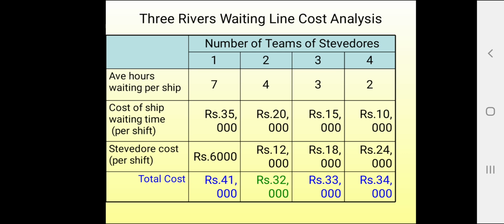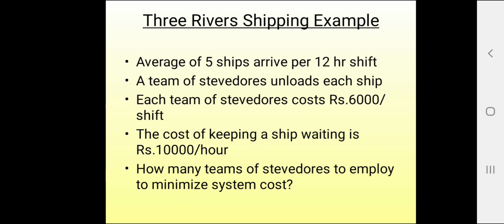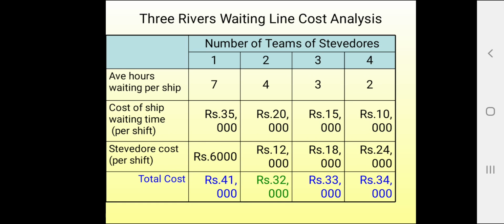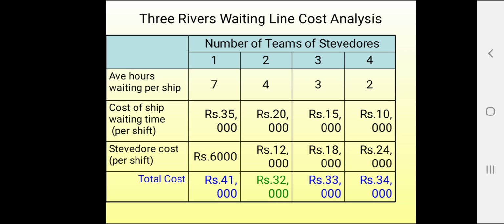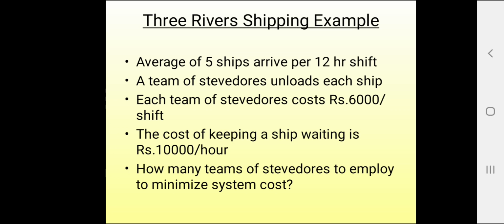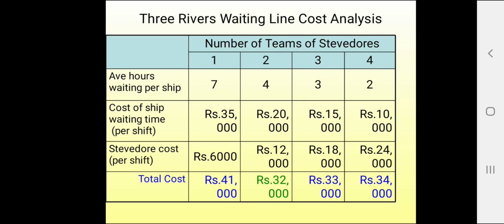Here a number of team stewardess. Suppose cost of one stewardess is 6,000 rupees. So if one stewardess is there, the cost for one shift is 6,000 rupees. And cost of keeping a ship waiting is 10,000 rupees per hour.